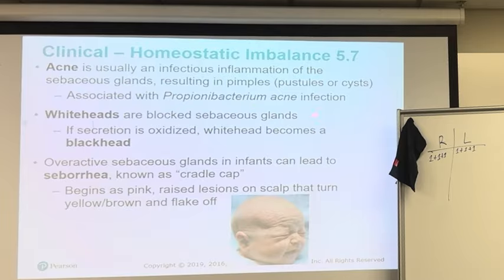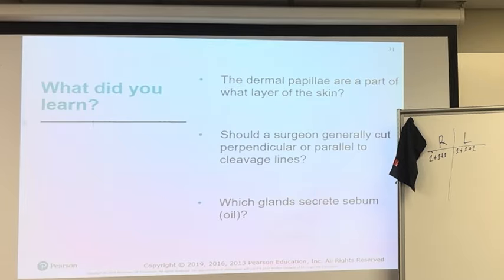Usually the bacteria called Propionibacterium acnes cause the infection. And we are all familiar with whiteheads. These are basically blocked sebaceous glands. Whenever they get oxidized, they turn into blackheads. Okay. And have you ever seen a cradle cap or seborrhea in a kid? It's because of the overactive sebaceous gland.